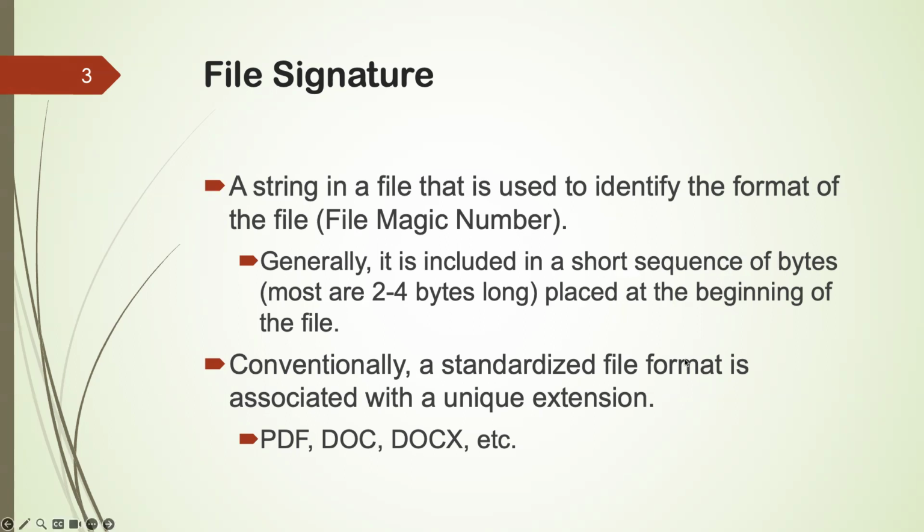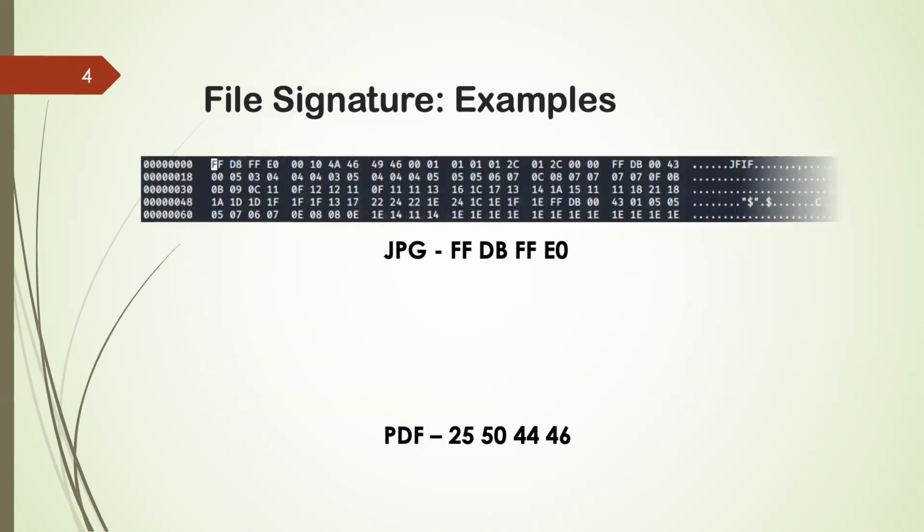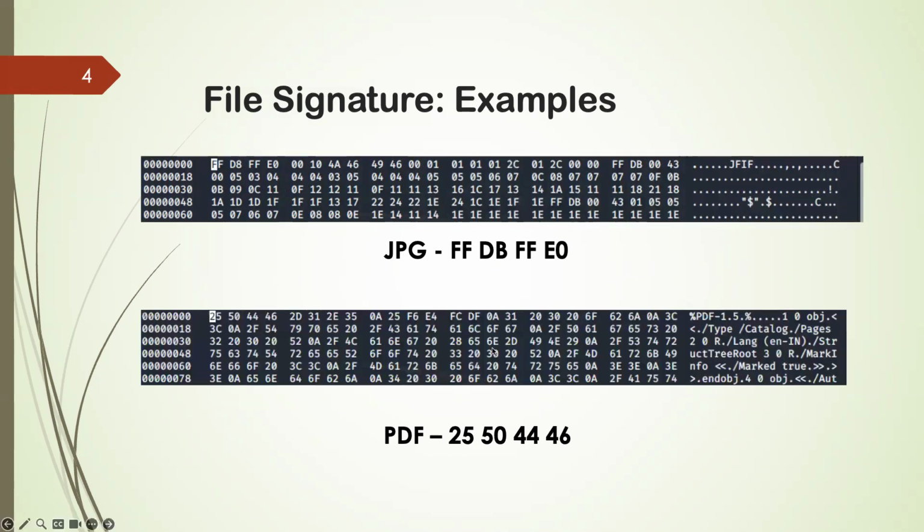There is no standard format for that, and there is no authority that says this file signature is for this particular file. But over time we have converged, and we now have some file signatures that are standard among different types of files. So here's an example. For all JPEG files, or JPG files, which are generally image files, you will see a file signature of FF, DB, FF, and E0. So this 4 byte file signature will be at the beginning of every JPEG file.